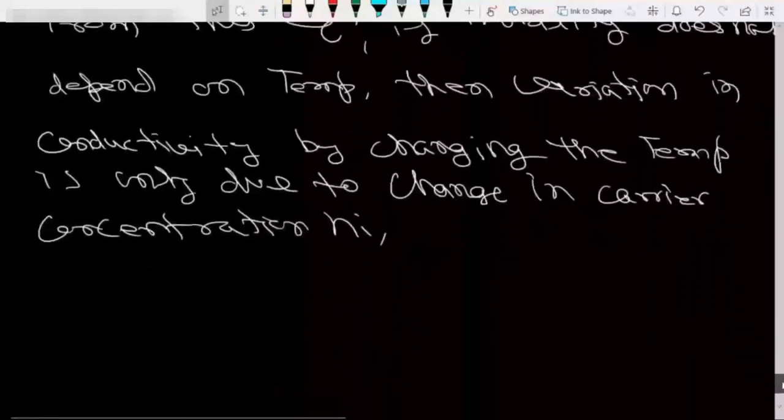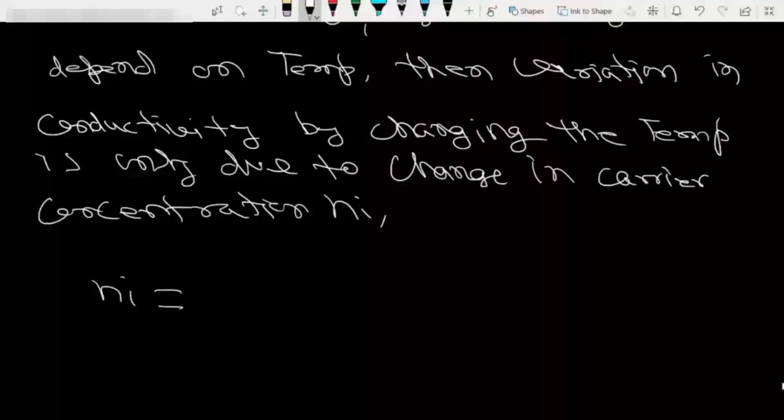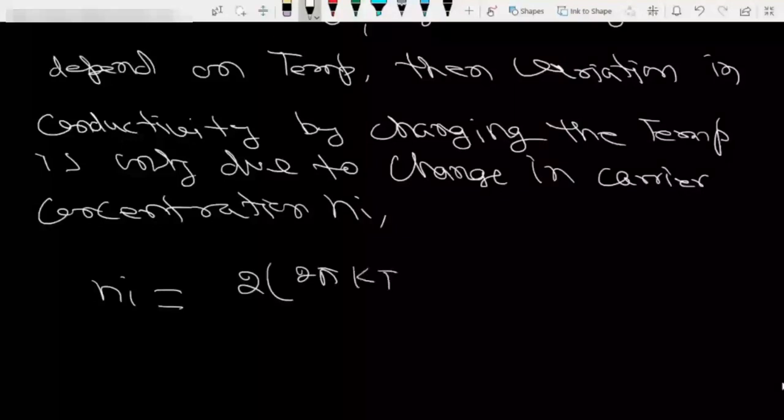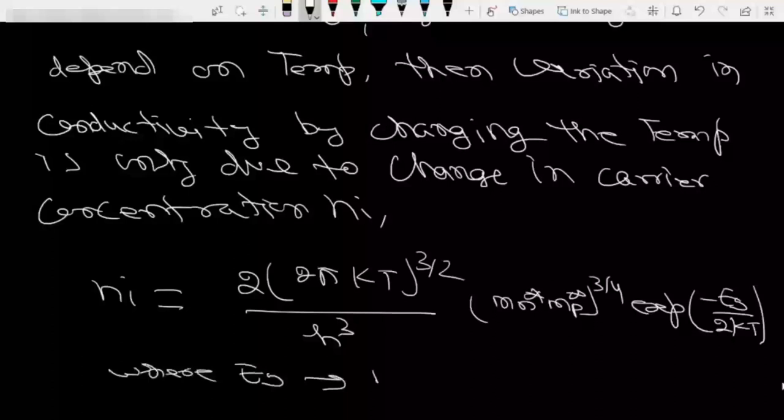So, I calculated earlier, here I am directly writing the value of ni, which is equal to 2 into (2 pi k T over h squared) to the power 3 by 2, into (mn star mp star) to the power 3 by 4, into exponential of minus Eg by 2kT, where Eg is the band gap, as I said earlier.